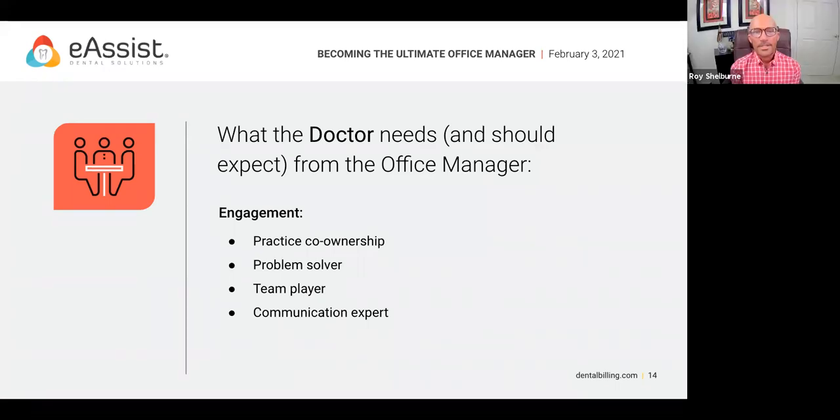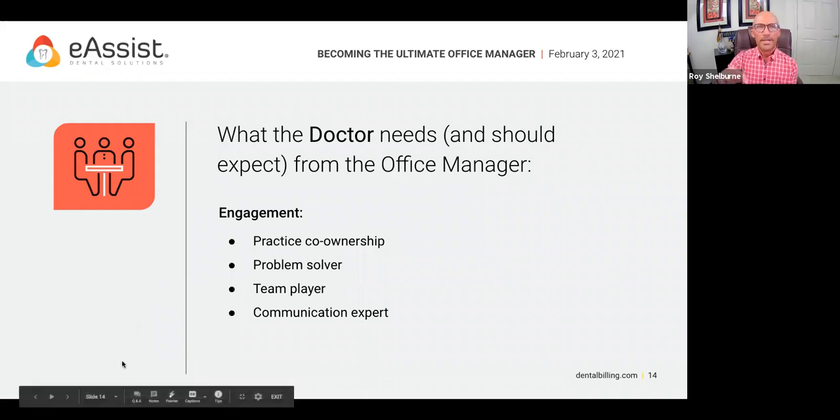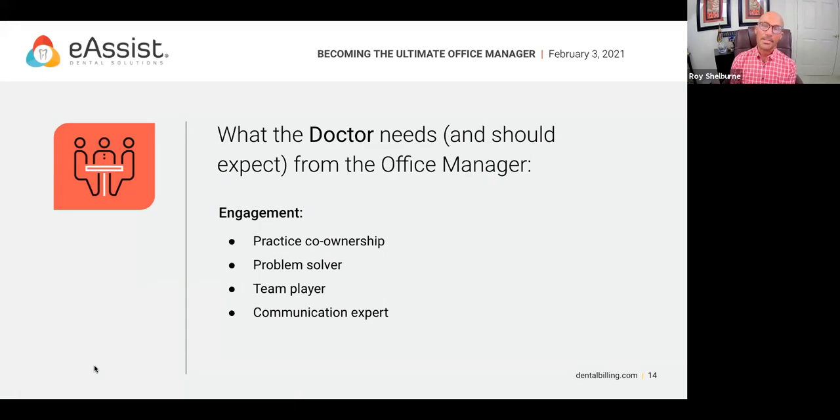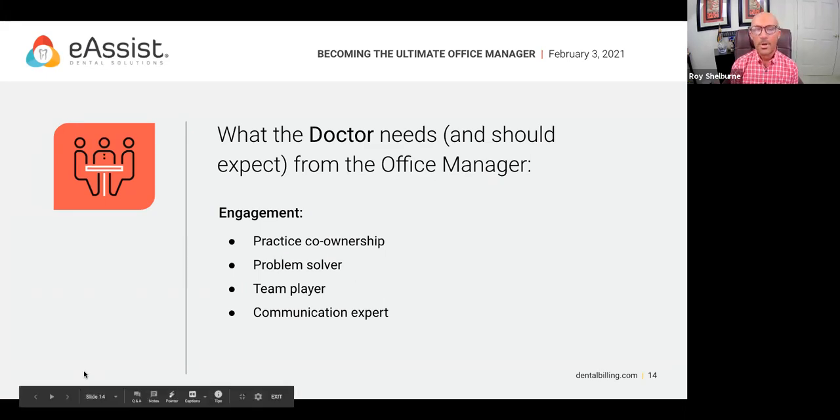So what the doctor needs and expects from the office manager, co-ownership. You know, we need to have someone in that position who takes responsibility and understands that the success or failure of that practice is on them. And by the way, those patients who walk out, your paycheck is in their pocketbook, and the insurance companies that you're sending those claims to have a responsibility, because contractually they're obligated to pay that. So there again, that's co-ownership.